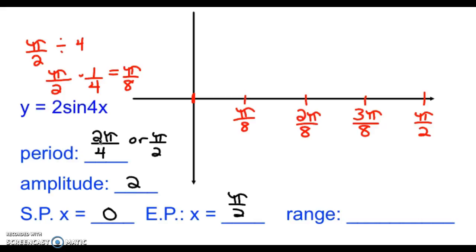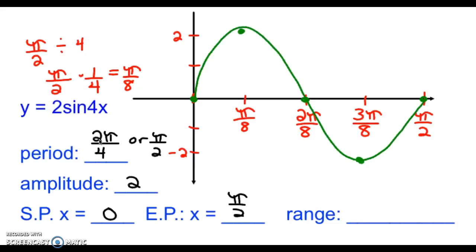And I know my amplitude is 2, so this is going to go as high as 2. This graph will go as low as -2. And now I can draw my graph as long as I know the pattern for sine. So if you remember, the pattern for sine is middle for the first point, high for the second, middle for the third, low for the fourth, middle for the fifth. Okay, so that's what the graph would look like. My range in this case, I know the y values range between -2 and +2.